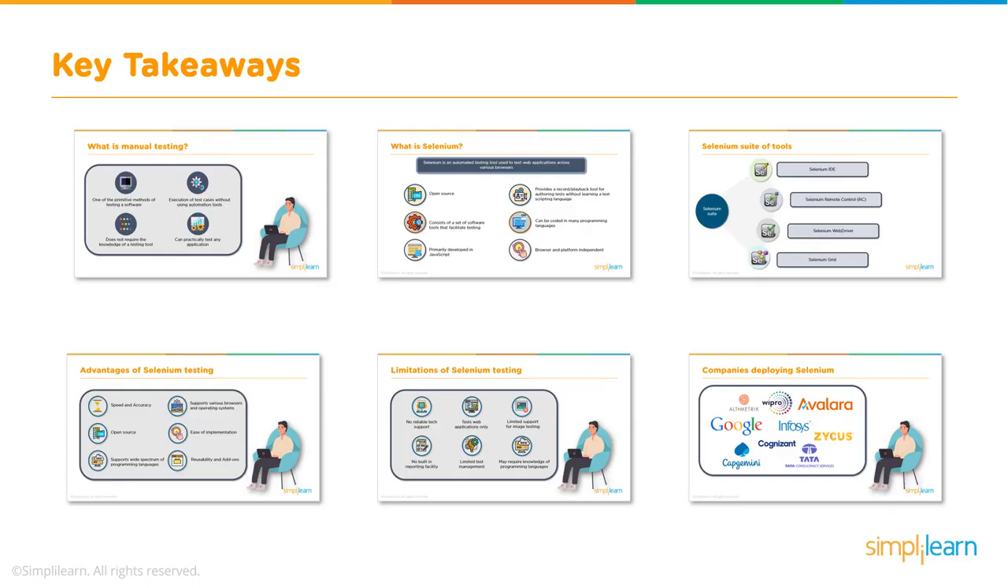Key takeaways. So far in this video, we looked at the disadvantages of manual testing and how Selenium helps us. Though Selenium is a powerful automation tool, it has its own limitations. We looked at what those limitations are and how we work around them. And then we delved into the compensation packages of an automation engineer, the job role, and which big companies are deploying Selenium today.